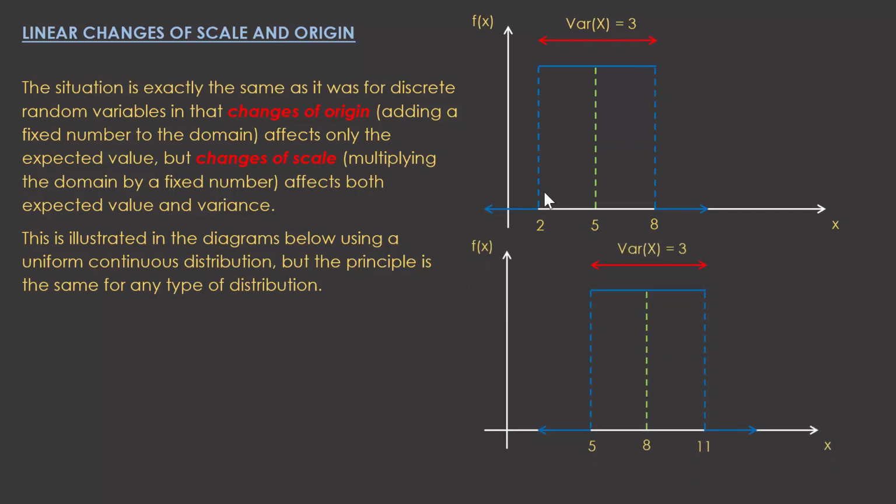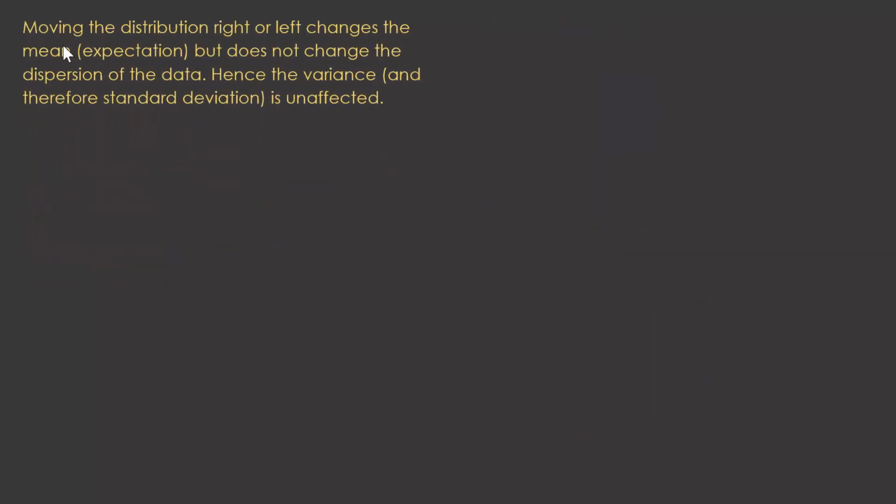If we just move this up by 3 units, the expectation has moved up by 3 units. But note the variance is the same because the spread of the distribution is still the same. Moving the distribution right or left changes the mean, but does not change the dispersion of the data. Hence the variance, and therefore the standard deviation, is unaffected.